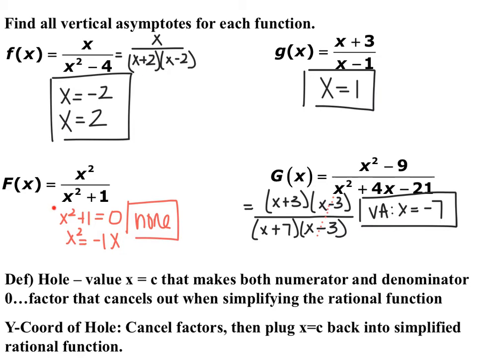Capital F of x is also factored completely. You can't factor x squared plus 1. So x squared plus 1 equals 0, x squared equals negative 1. That is not possible, so this one does not have any vertical asymptotes.